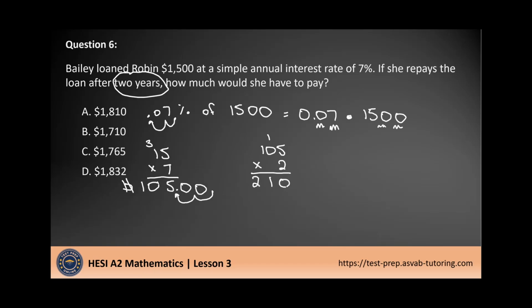The question asks us how much we have to pay, which is going to include that $1,500. We have to pay the $1,500 back. So we're going to add the $210 in interest to that $1,500 which we borrowed. 0 plus 0 is 0. 0 plus 1 is 1. 5 plus 2 is 7. Bring down the 1. Our answer is $1,710.